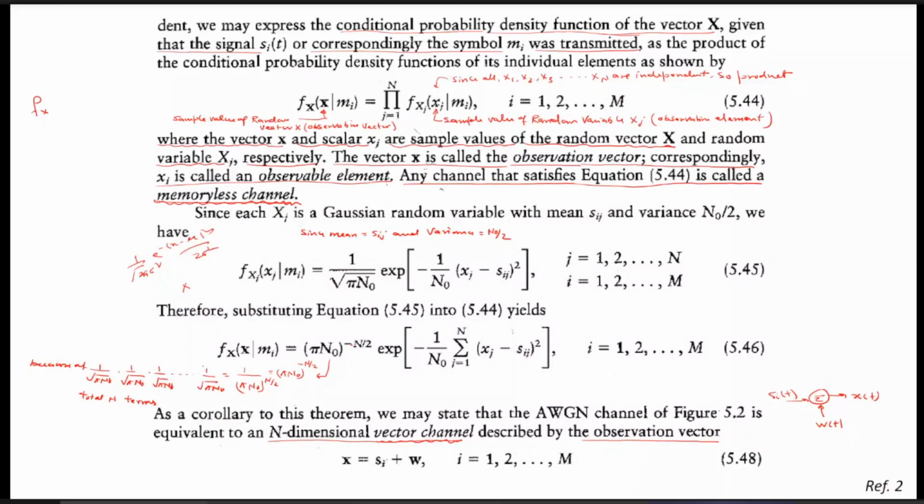Now, the product of the exponentials is nothing but the sum in the exponent. So the exponential we can write as exp of minus 1 by N0 times the summation over j of (xj minus sij) whole square, where j goes from 1 up to n. So this is the overall expression of the conditional density function of the observation vector x.